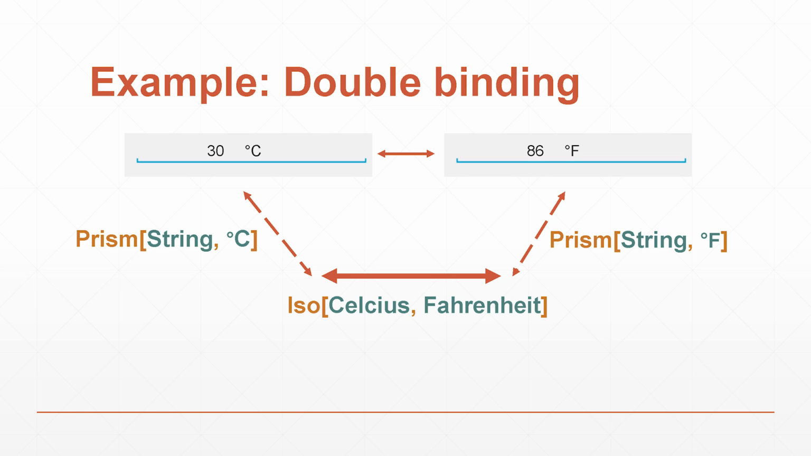So if we compose the optics from the left, we can go from string to Celsius and from Celsius to Fahrenheit, and we get a prism from string to Fahrenheit, which we can bind to this field. And it will handle all the errors. And also, if we go from the right, we can compose from string to Fahrenheit, from Fahrenheit to Celsius, and we get a prism string to Celsius. And we can bind it on the left field. All right, everyone with me? Good.